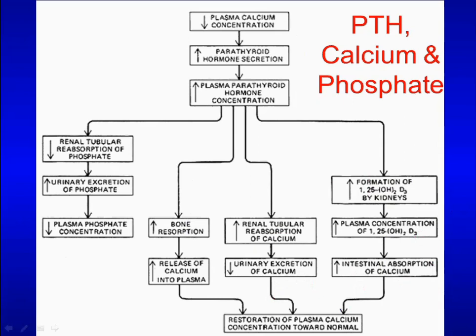In addition, PTH decreases renal tubular reabsorption of phosphate. This leads to an increase in urinary excretion of phosphate. As a result, plasma phosphate concentration drops.